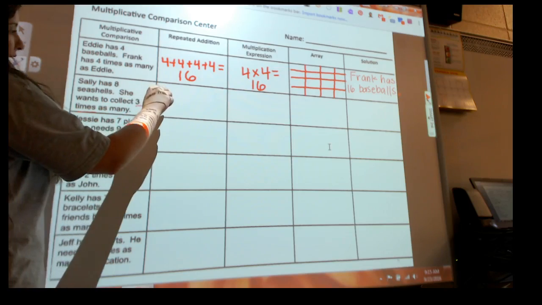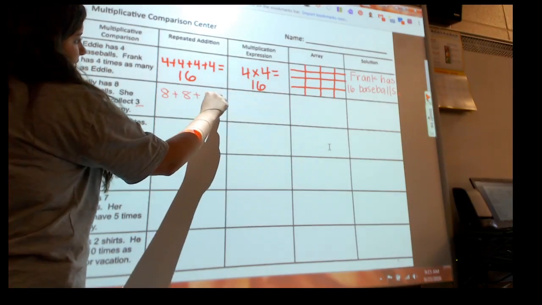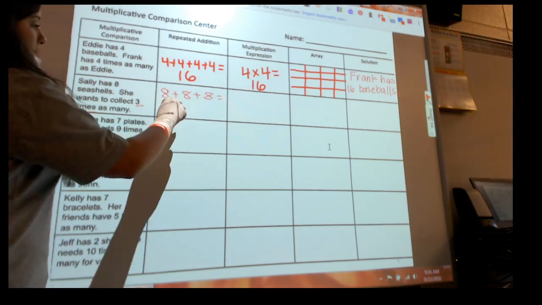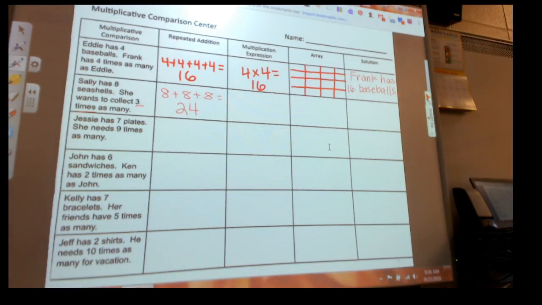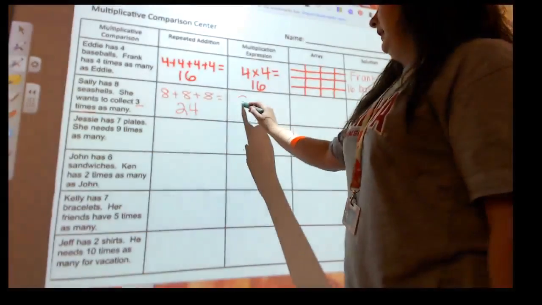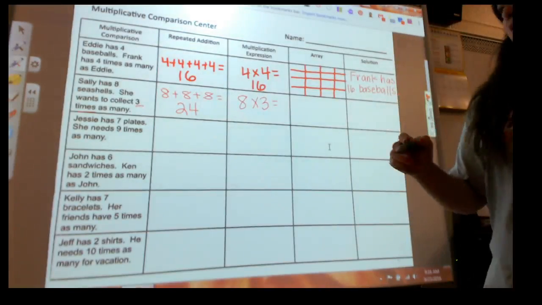So I'm going to do 8 plus 8 plus 8 equals, what is 8 plus 8? 16. What is 16 plus 8? 72. No, not 72. 24. Yeah, 24. All right, multiplication expression. What is that, Madison Hill? 8 times 3. It's just a multiplication problem. 8 times 3 equals what? 24.